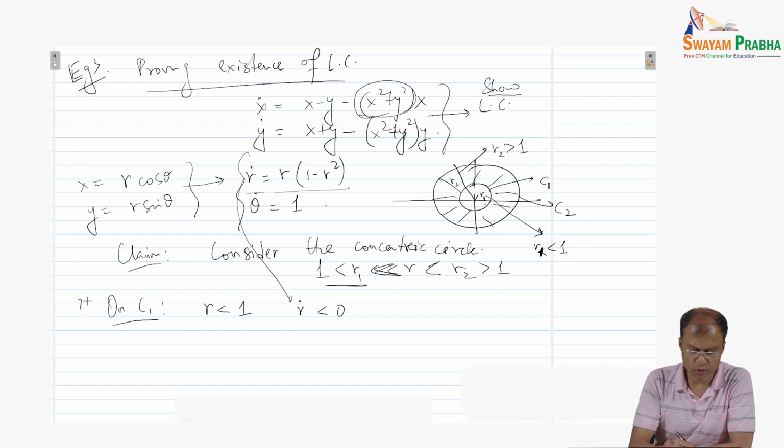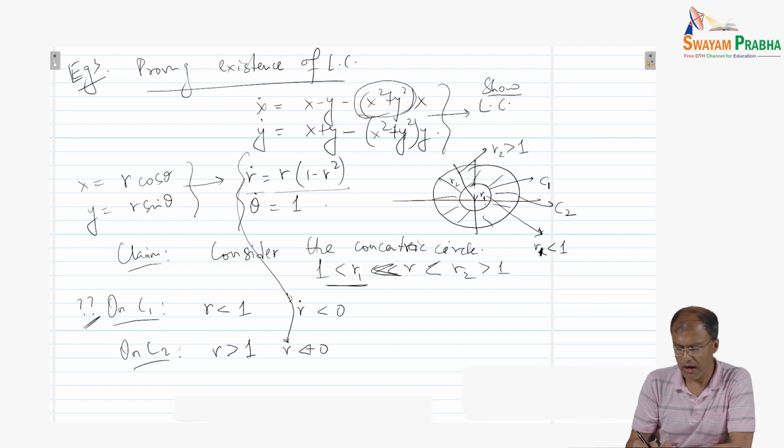On C2 we see that r is greater than 1. So when r is greater than 1, again from this same equation, we see that r dot is less than 0, right? So r dot is less than 0 implies that all the radial derivatives have an inward pointing arrow, which means that any trajectory which starts outside C2 is bound to come inside C2 because of the direction of the arrow.